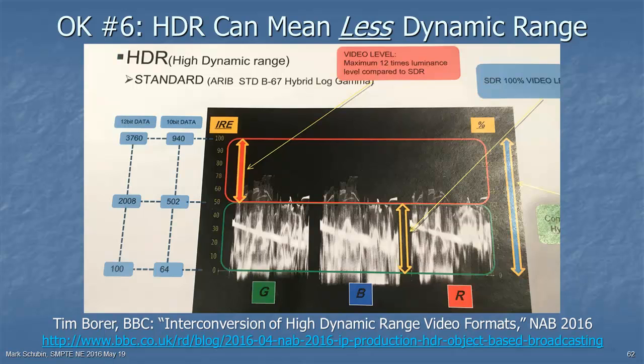Here's another counterintuitive thing. I mentioned there was this BBC paper about interconversion of dynamic range formats at NAB. Well, HDR can mean less dynamic range. Well, what do I mean by that? If you have a 10-bit system or something and you're currently using 0 to 100 IRE, well, in the HDR system, that's standard definition, that's HDR. And so now you have less dynamic range for what you had previously been shading for.